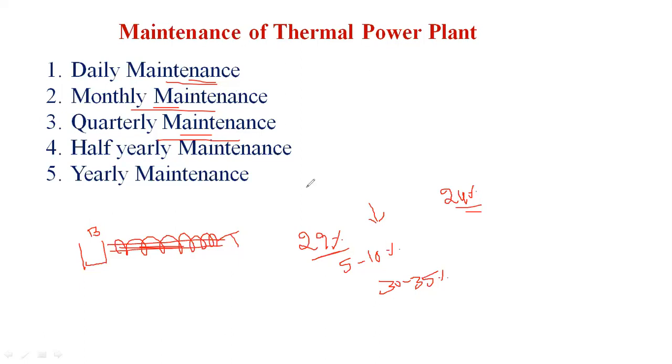All the air goes to the chimney. There we have placed the induced draft fan, to check whether it collected the dust particles or not. We can observe this once every 3 months. And half-yearly maintenance is nothing but the 6-month maintenance.